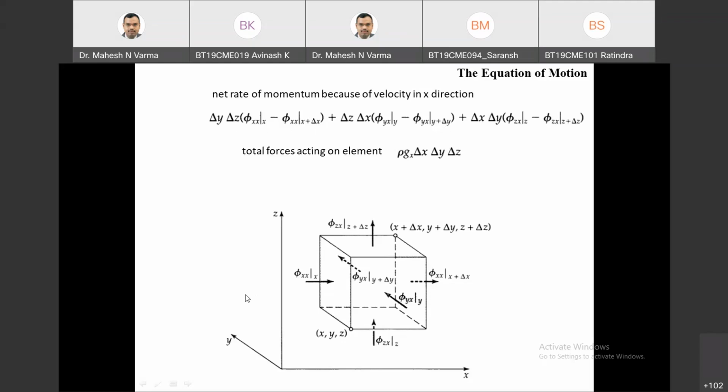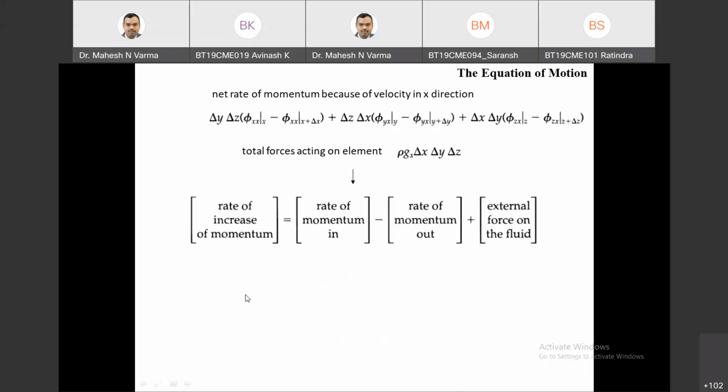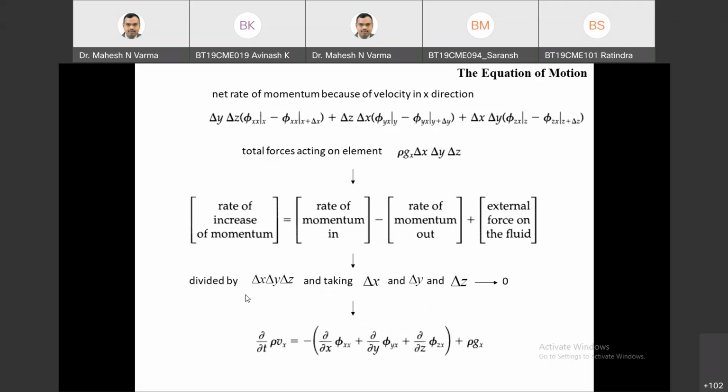Here I am taking the momentum balance equation, the shell balance for momentum transfer. The x momentum, rho into velocity, multiplied by volume and divided by time, will give me the accumulation. So dividing by delta x, delta y, delta z, and rearranging the equation, we got this equation. This is the shell balance for x momentum.